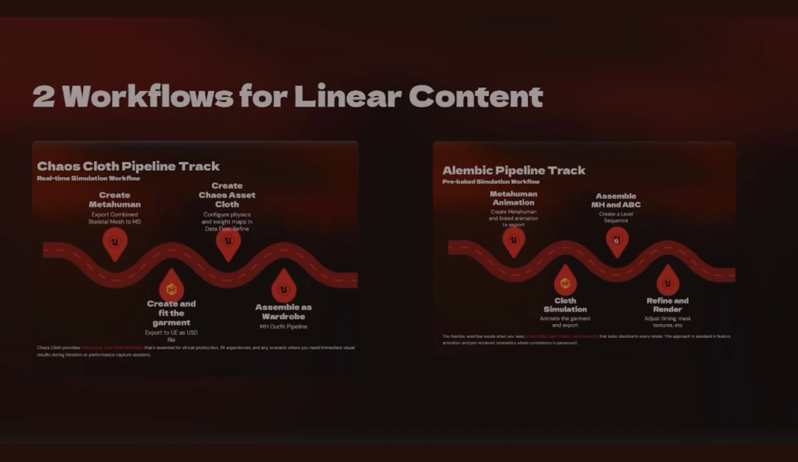Back in Unreal Engine, we assemble the MetaHuman and Alembic cache together in a level sequence. Then finally, we refine and render, adjusting the timing, position, tweaking fabric materials, or MetaHuman texture masks in Unreal Engine Sequencer or Material Editor. This pipeline is great when consistency is key, for example, in feature animation or high end cinematics, where every frame needs to be locked and predictable in front of the camera.